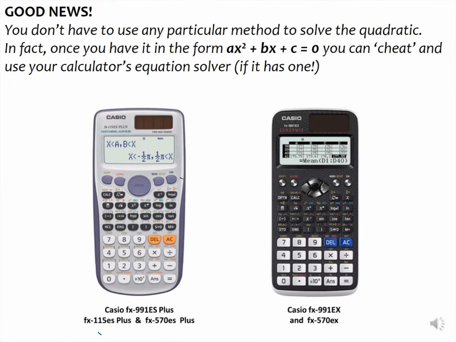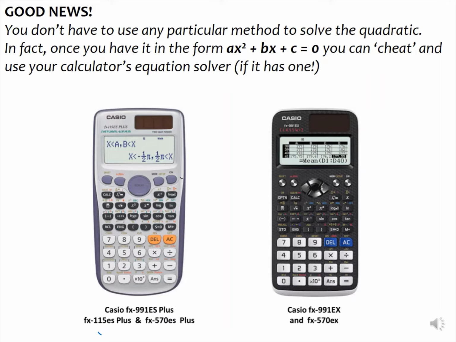Now, there is some good news. As I've already said, you don't have to use any particular method to solve the quadratic. Once you have it in the form ax squared plus bx plus c equals 0, it's not really cheating. All the exam board wants to see is that you know it's a quadratic and you can rearrange it into the quadratic formula. If you've got either of the two calculators on screen or any models above those, the calculator has a quadratic equation solver. So have a look at how to do that.